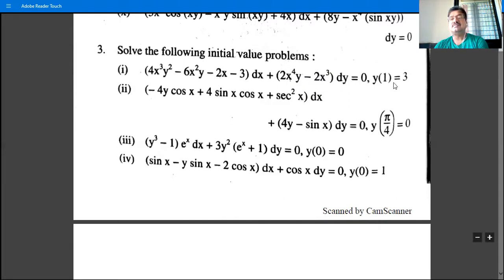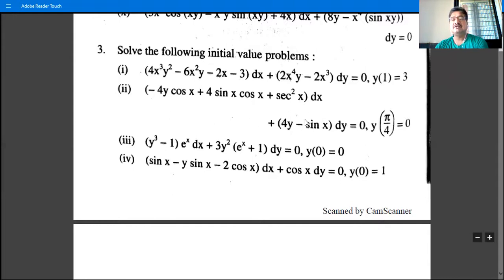And then use the condition y(1) = 3. What is the meaning of y(1) = 3? It means y is 3 if x is 1. In the final answer of this problem, that is the general solution, substitute y equal to 3 and x equal to 1, and find the value of the constant c. Then substitute that value of c, obtained using this condition, in the general solution. Then we have the particular solution of this problem.